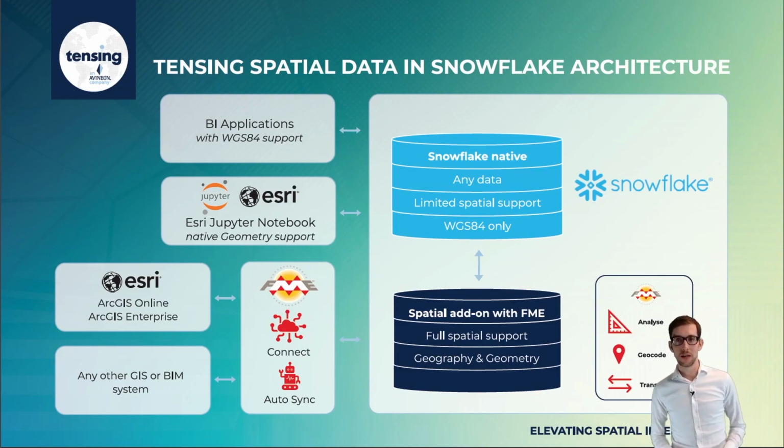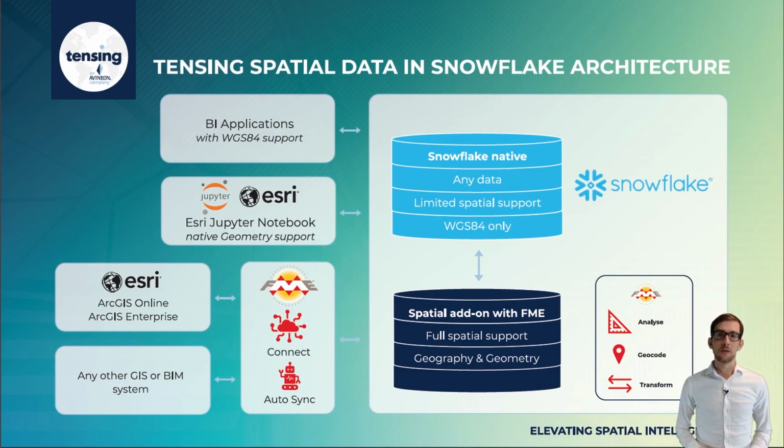Thank you, Ivo, for your demo. So now looking again to this architecture diagram. You saw what we proved to you. So we used BI applications to directly connect to Snowflake, to that native support with WGS84. But first we added data into Snowflake, which was not geography, but geometry, or geography with another coordinate system than WGS84. And that's all made possible with FME.